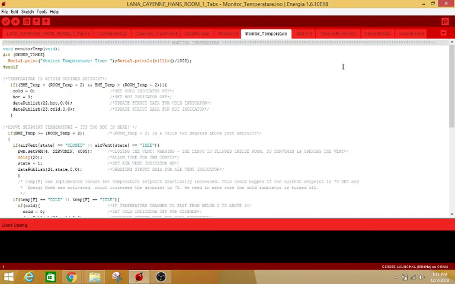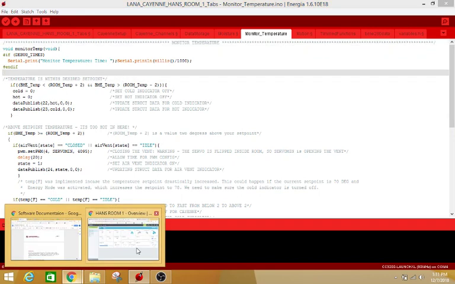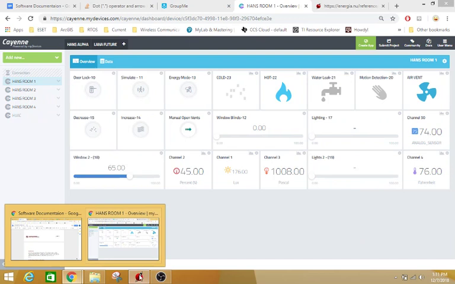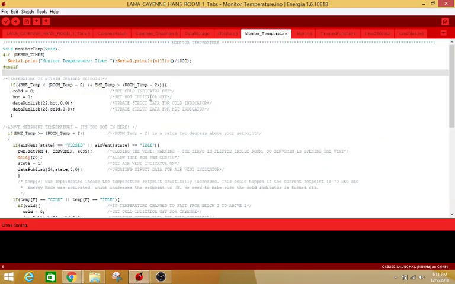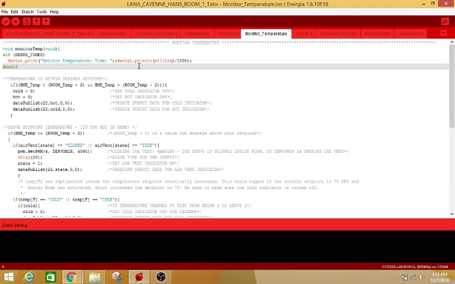Alright, good day. Monitoring temperature now. Just going over the code, not really showing how it's simulated in the Cayenne dashboard. But it's good to get a good overview of this so that you can kind of understand it yourself. As always, debug times help you understand what the current time is when it's entered into this function.